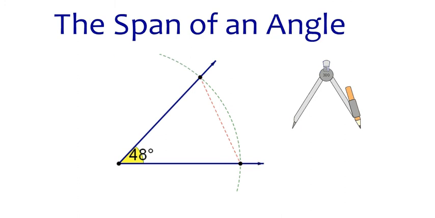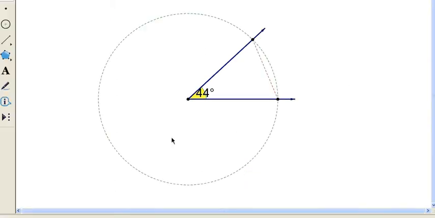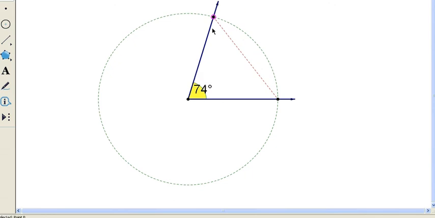One idea that's needed in order to be able to make this construction work is to understand what the span of an angle is. So let's take a look at that. Remember that an angle is formed by two rays with a common endpoint, and essentially what we're doing is we're rotating one of the rays around a circle. The more we rotate, the bigger the degree measure gets.